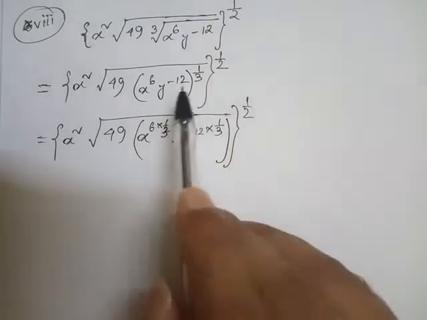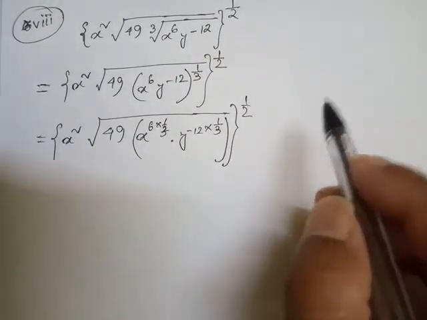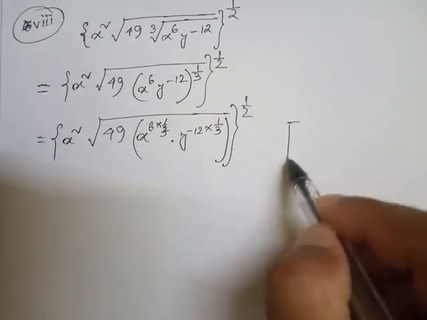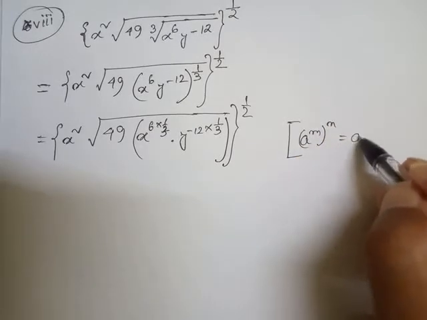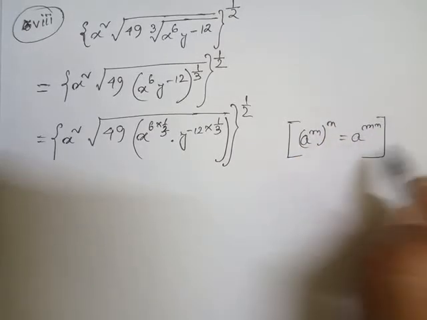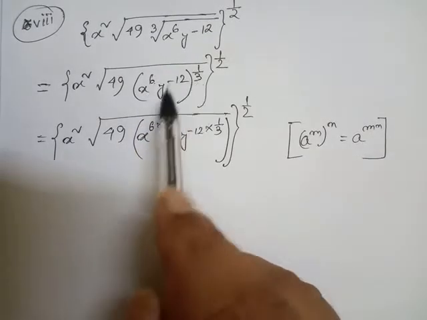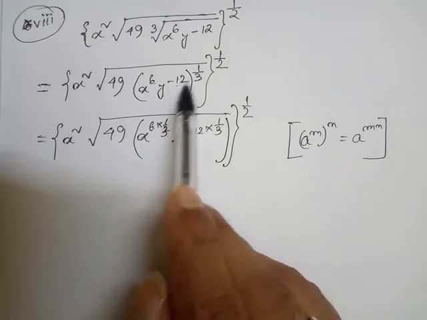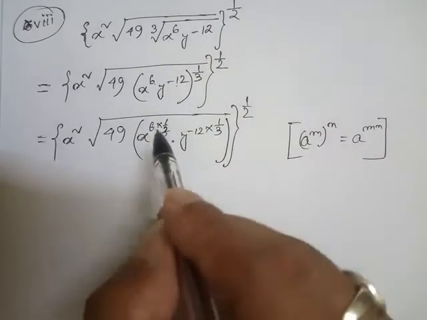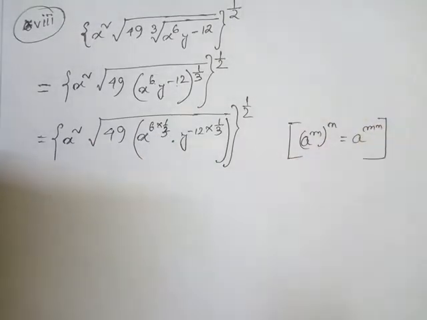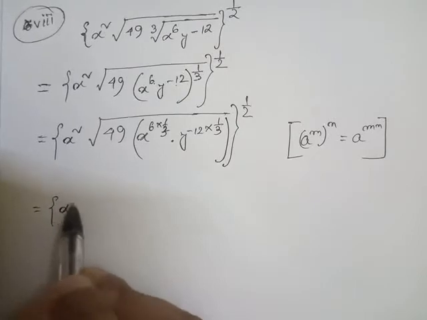Now look, there is a formula, students, don't forget. The formula is: a to the power m, whole to the power n, which means a to the power mn. That formula I am using here. Since there is multiplication, we can multiply here. Now 6 and 3 will cancel. So after that there is x square.